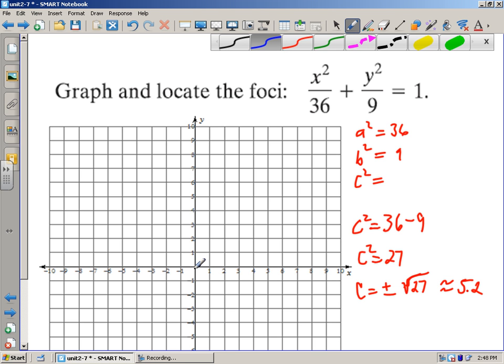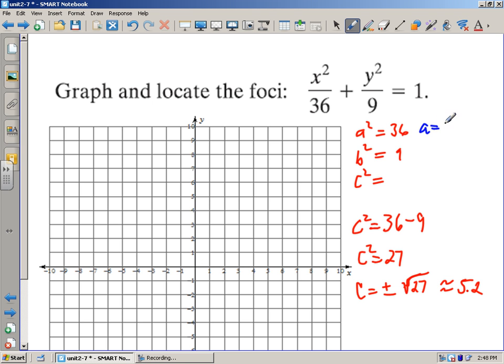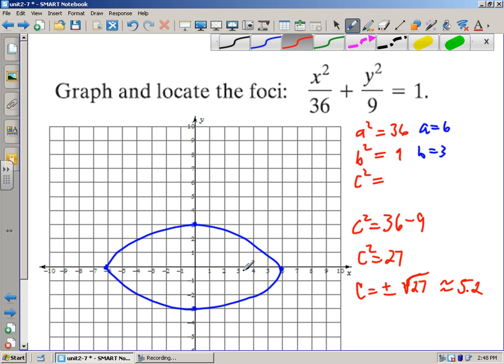So I start here at my center. A is going to be 6, B is going to be 3. So I go 6, and I go 6. I'm going 3, and I'm going 3, and I'm going to draw this guy like that, and then I want to mark where my foci are, and they're at 5.2, which is about here and here.